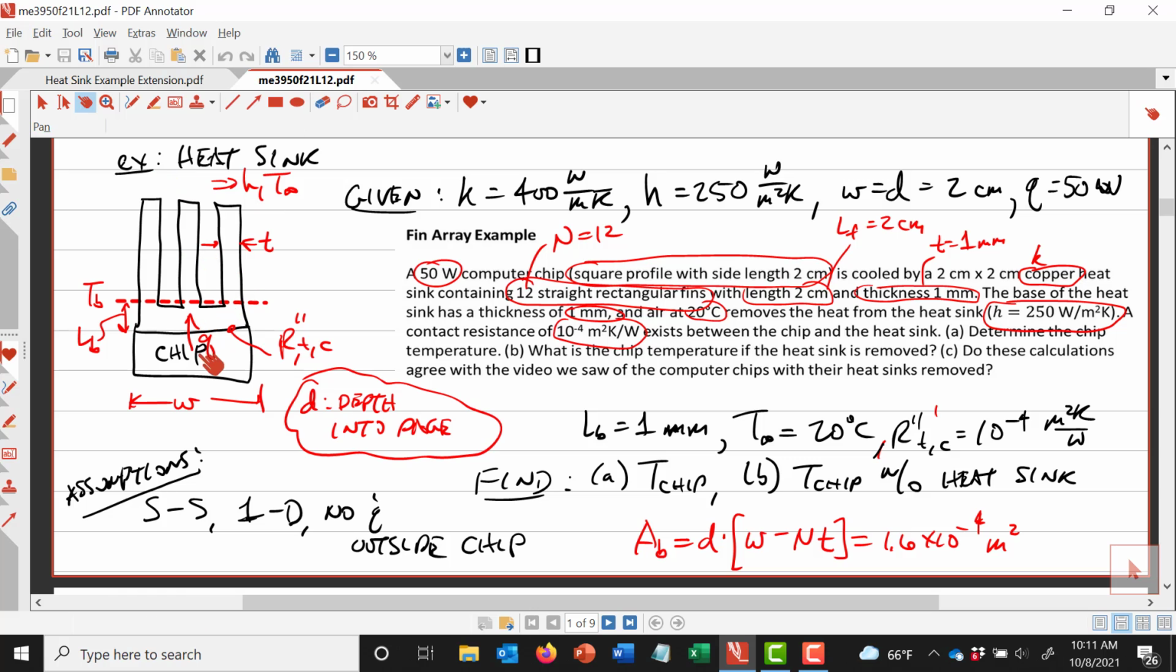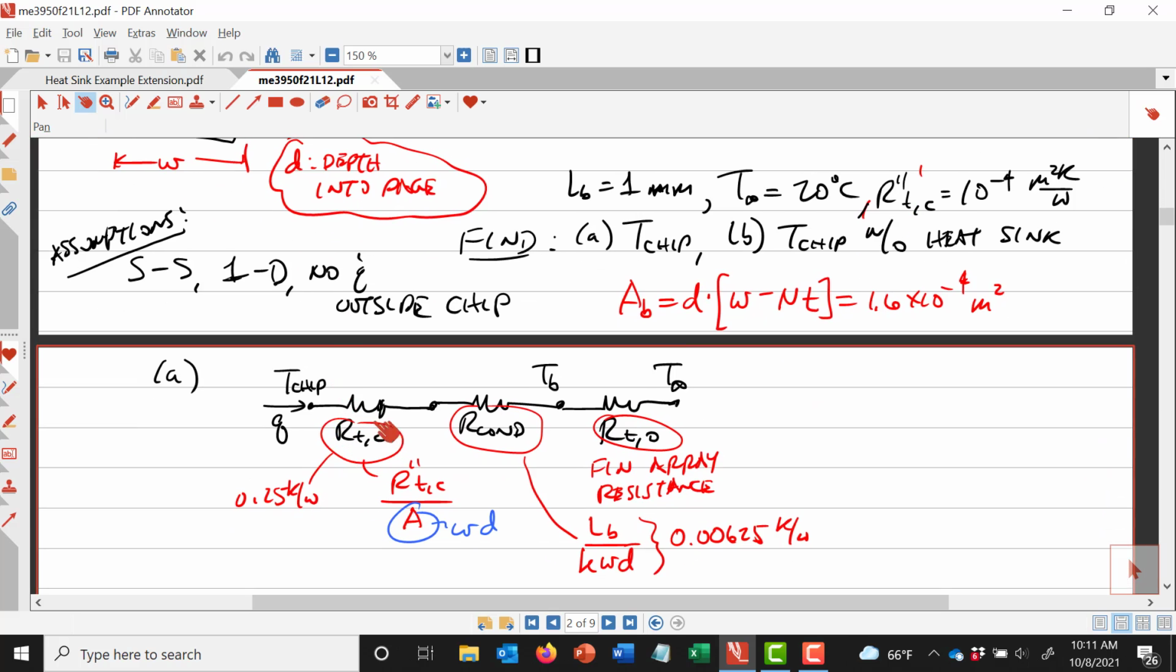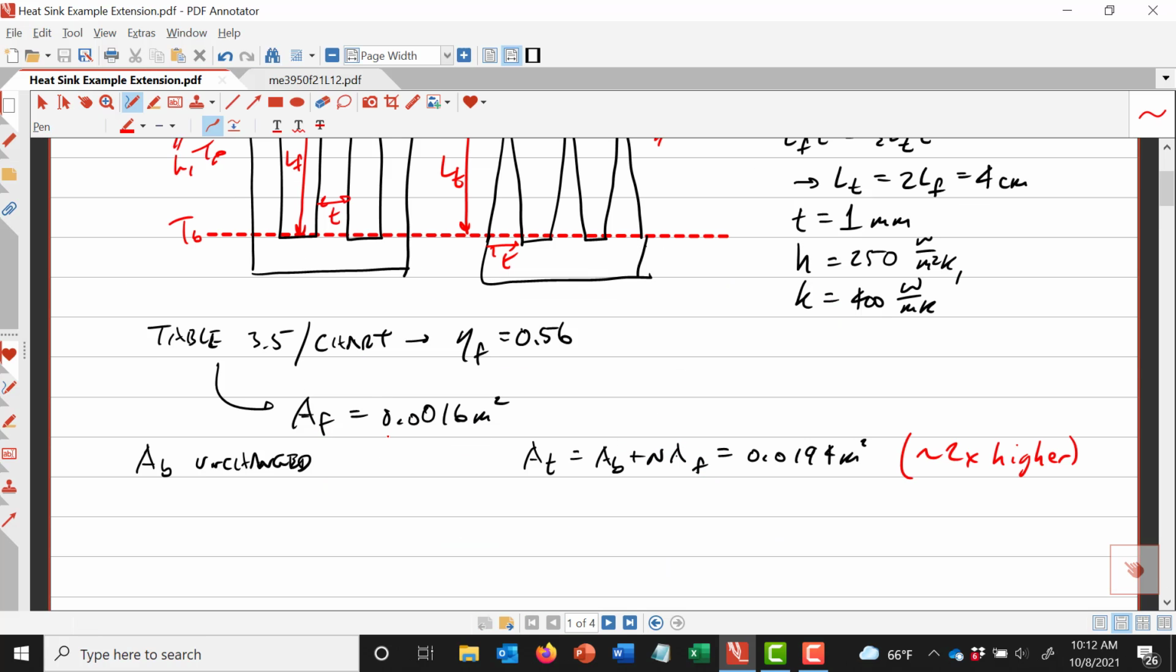Now going back here again, assuming the thickness of the base of the heat sink is the same and the contact resistance is the same, there's no reason to believe that our conduction and our contact are any different. So again, looking at the resistor network here, RTC is the same for both situations, our conduction is the same. The only thing that's changing is RTO. So let's go back then to here and calculate RTO.